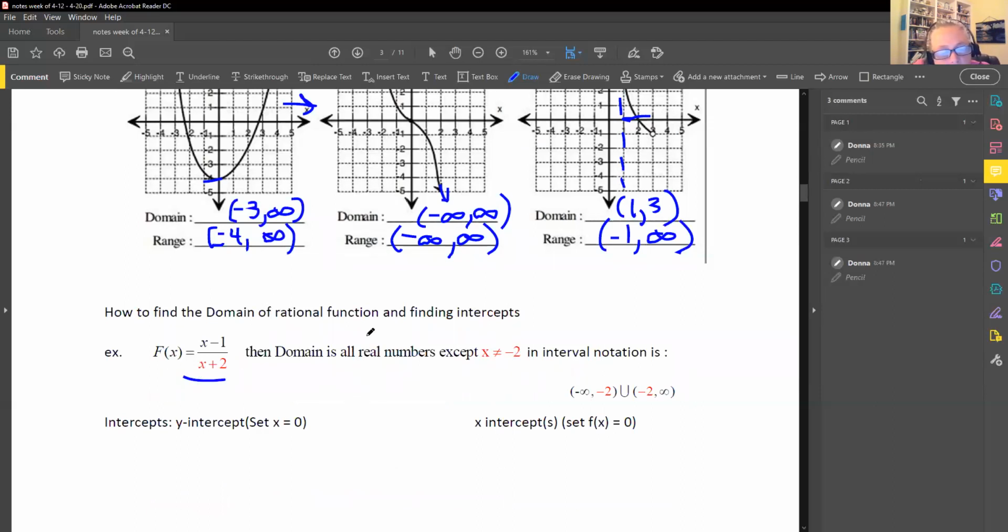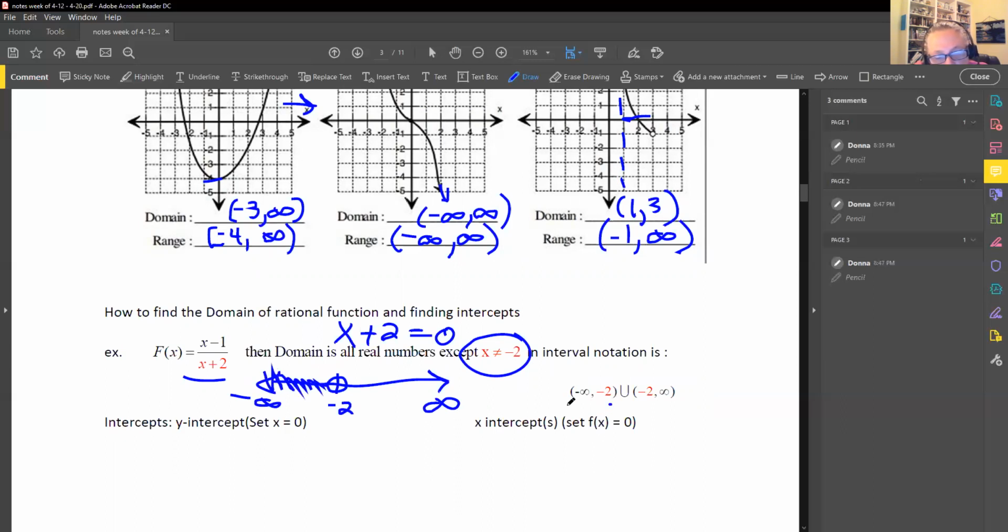So pretty much, if I set the bottom of this to 0, I get x is -2. So it tells me that x can't be -2. A way to think about writing it with intervals: here's my number line, here's -2. So -2 is excluded, so the domain is everything but. We take one region from -infinity to -2, and then another region from -2 to infinity. That would be the domain with brackets.